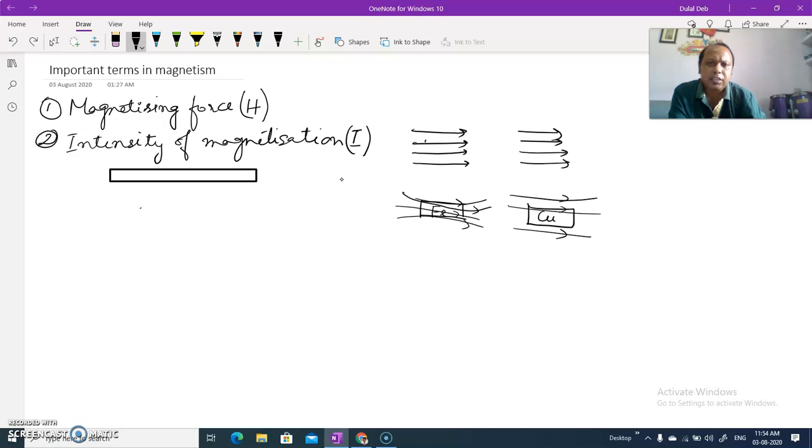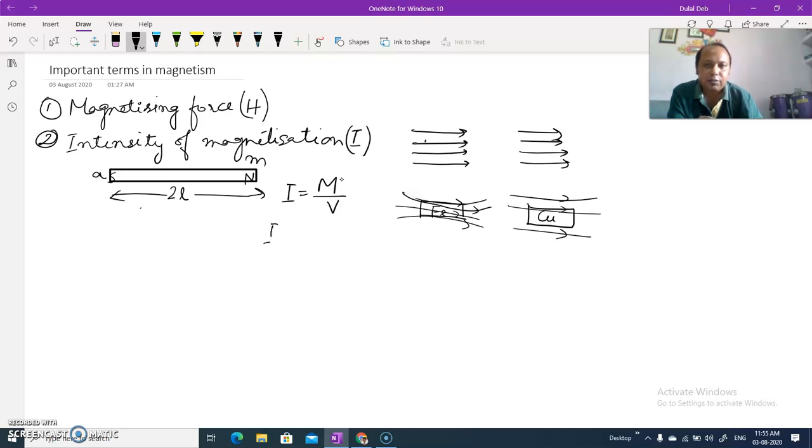Now when it is brought in a magnetic field, then it becomes a magnet. It behaves as a magnet. It will have a south pole and a north pole, and the length of the magnet will be given by 2L. This is the length of the magnet, and the pole strength it develops is m. Then intensity of magnetization is given by the magnetic dipole moment M divided by the volume. Let the cross-sectional area be given by A.